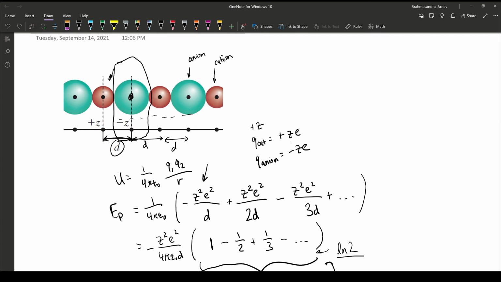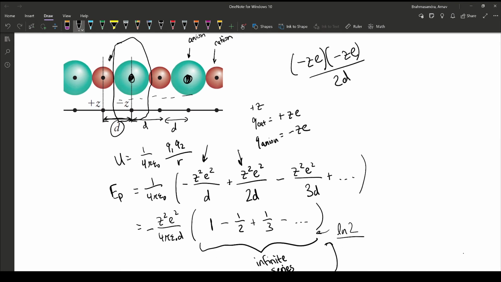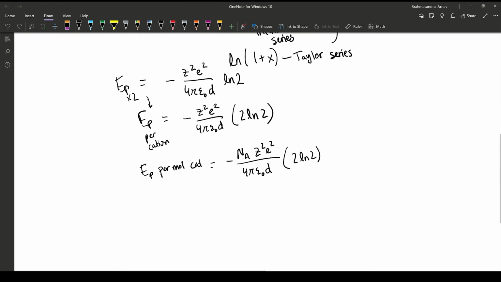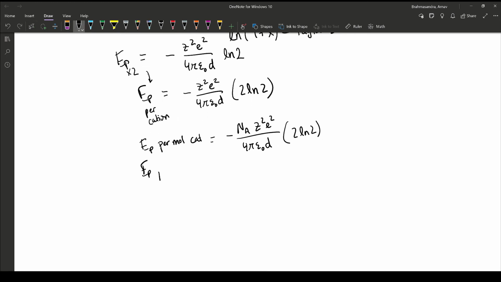Now if we look at the anion interacting with another anion 2d away, we get minus ze times minus ze all over 2d, which just becomes positive z squared e squared over 2d, which is this same value. And you might see a pattern, right? It's the exact same thing as our cation potential energy. So we know that our potential energy for our anions is the same exact as our potential energy for our cations. So E potential per mole of anions is equal to the same exact thing, negative Na z squared e squared over 4 pi epsilon naught d 2 log 2.